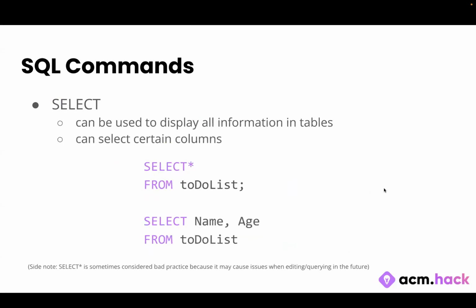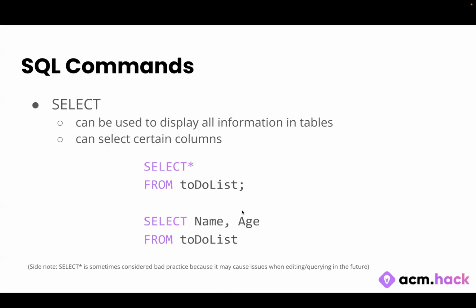Okay. And then the select keyword can be used to display information from our tables. If we want to retrieve data and be able to access specific elements, we can use select. So select asterisk from to-do list will print all the contents in your table, and select name, comma, age from to-do list will print out specific columns from your table.